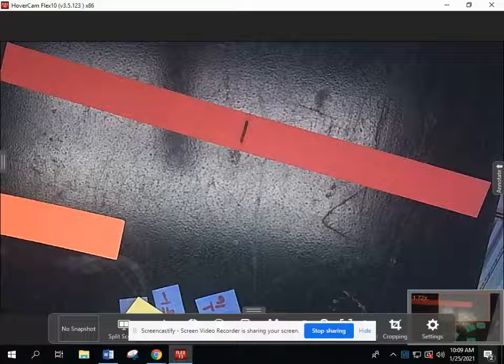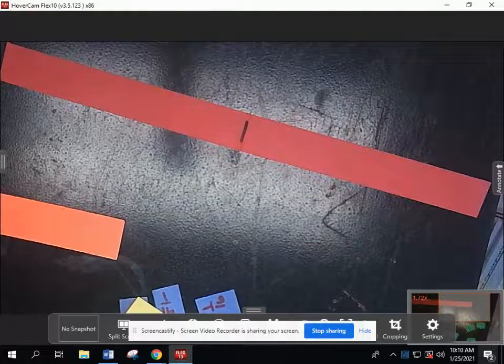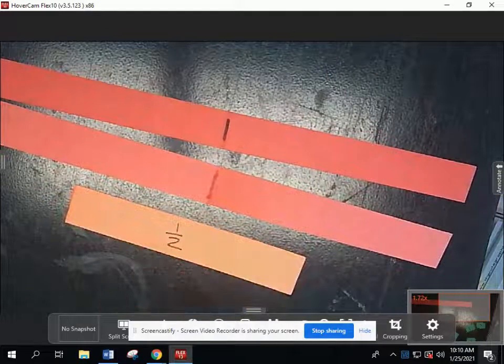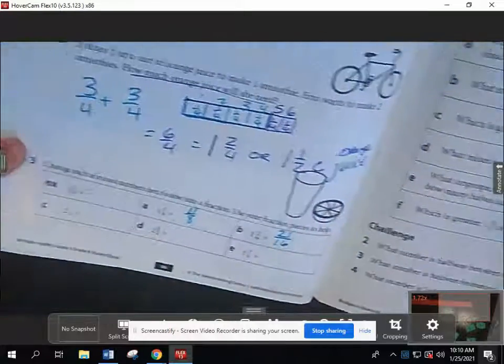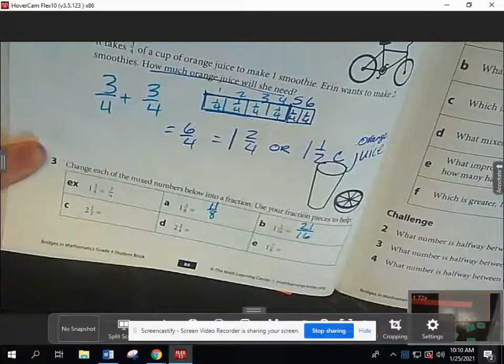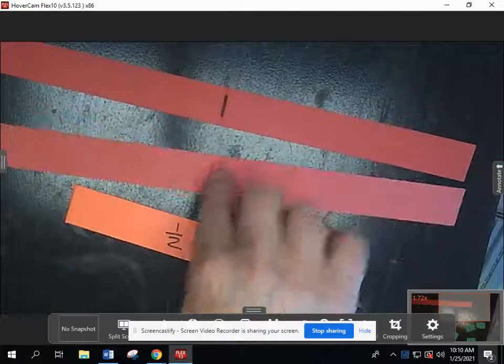I have 2 whole units, but you guys don't. Here's my 2 whole units for my next one. 1, 2 and a half. Letter C is 2 1/2. It's in your books. 2 and 1/2.